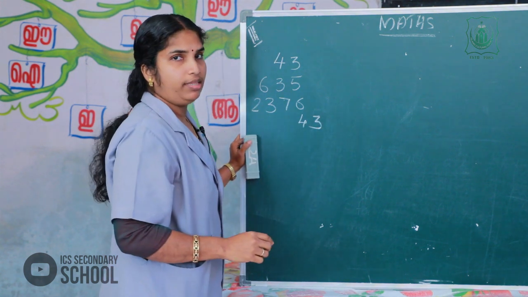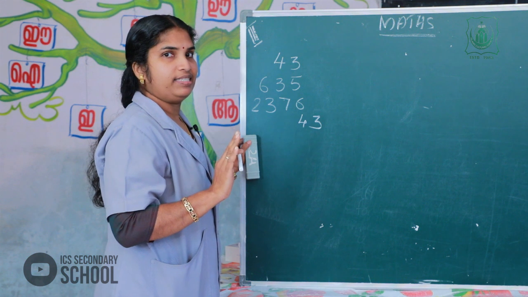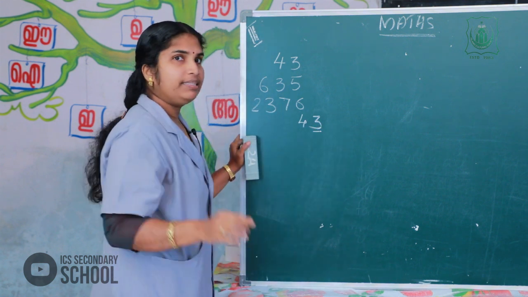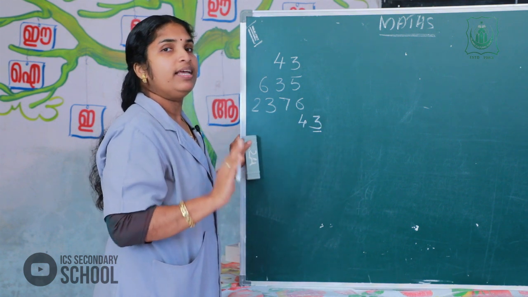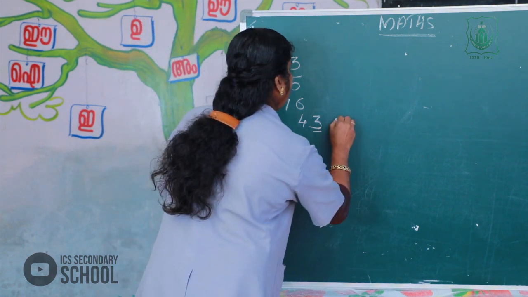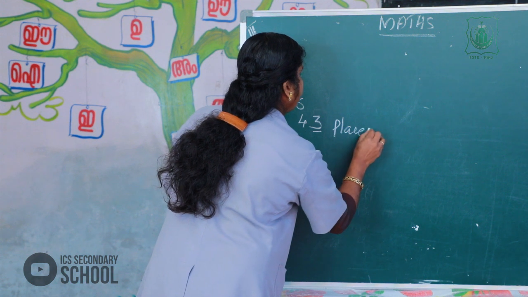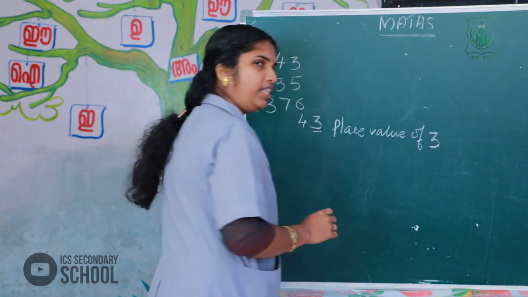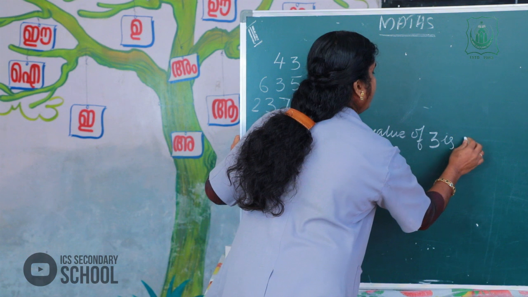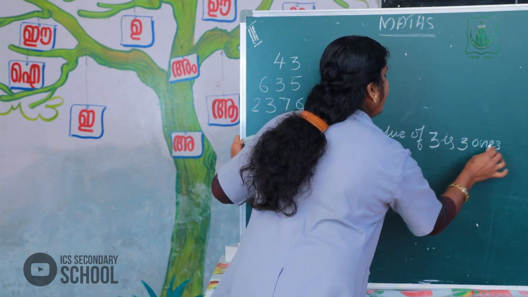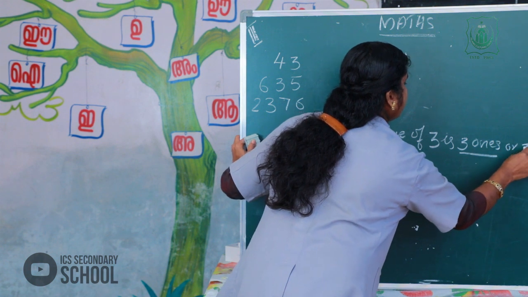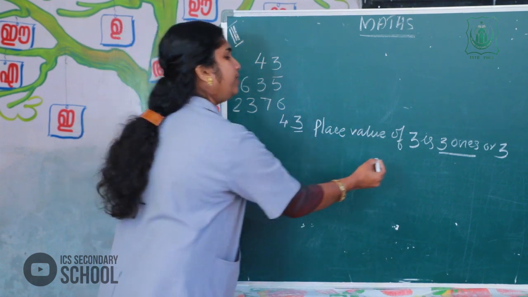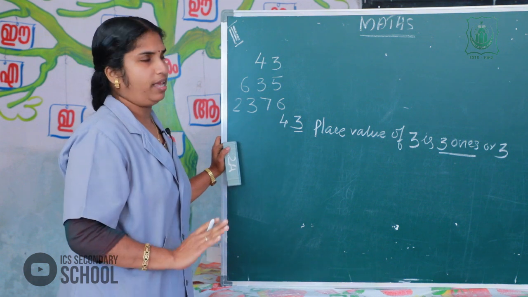Okay. In 43, please listen, the place value of 3 is 3 ones or 3.